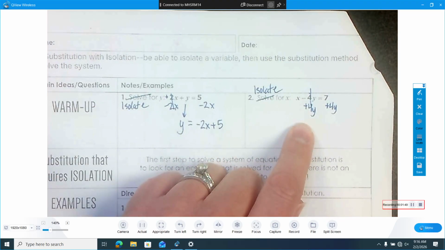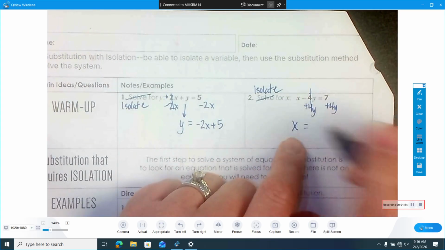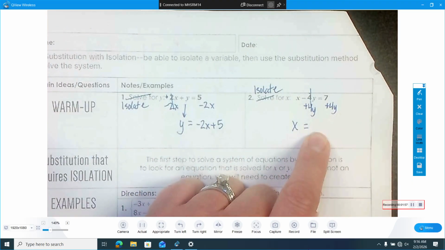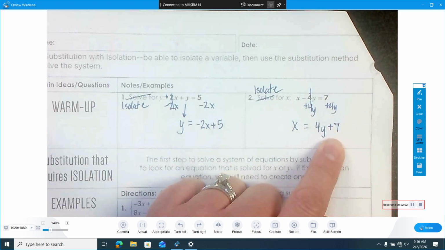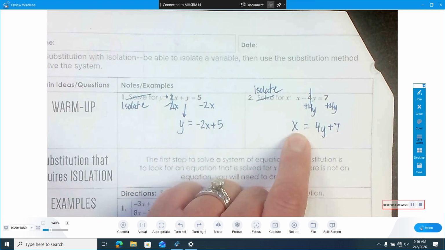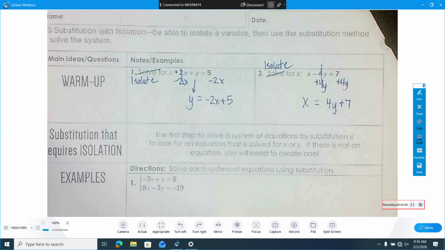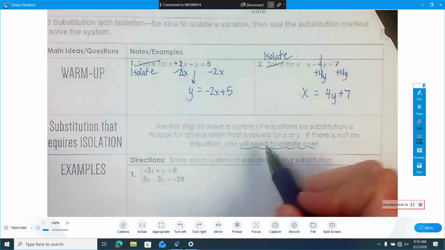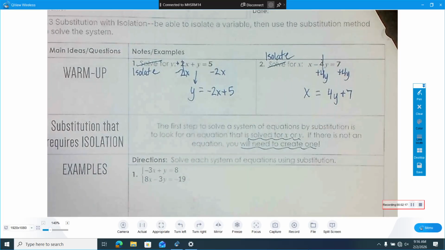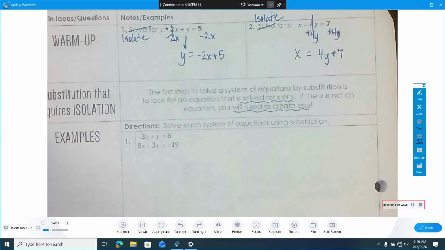So negative 4y and positive 4y cancel each other out. So that x is alone. And what do we get on the right-hand side? 4y and a positive 7. And now the x is all by itself. And so that's our goal today. That is our first step, is that we might need to create an equation to solve for, to get that x or the y by itself. All right, the process is exactly the same as before.